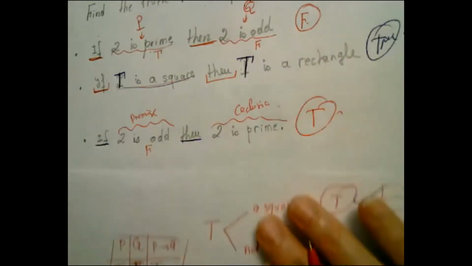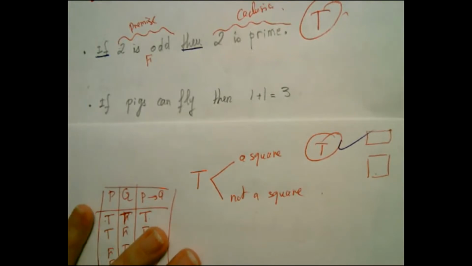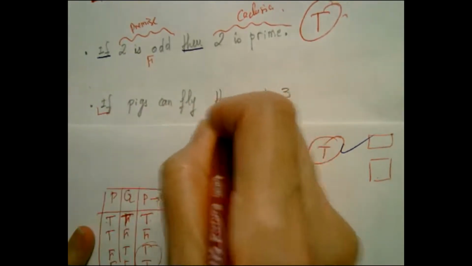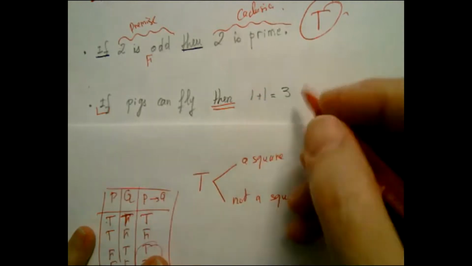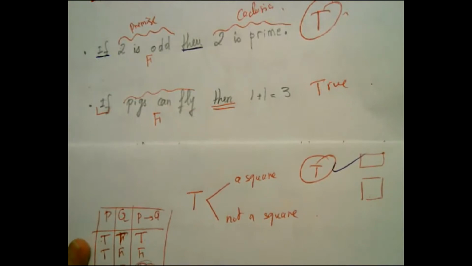Okay, the last one, just for the fun of it. If pigs can fly, then 1 + 1 is 3. Is this a true or a false statement? That's an if, then. That's again a true statement. Why is it true? Because my premise, unless pigs can fly, and I don't think they do, is false. It means I don't care about the conclusion. It's always true. So if P, then Q.